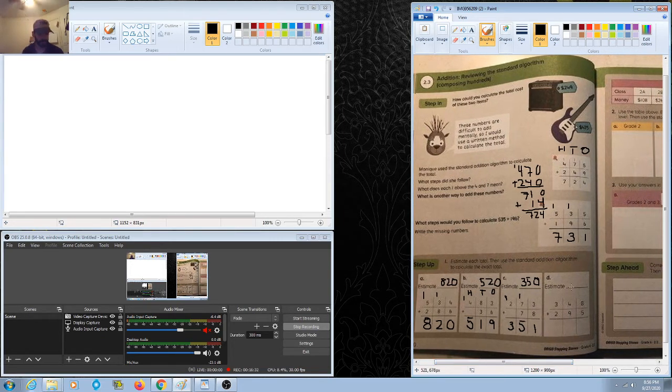So letter D here says, we'll estimate again, so 348 will round to 350, and then 295 will round to 300, so 350 plus 300 is going to be 650. Okay, so 650 is our estimate.